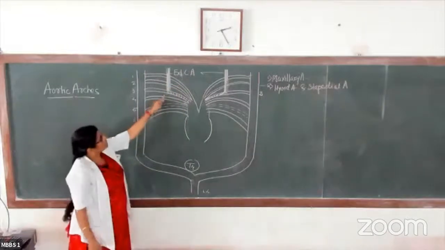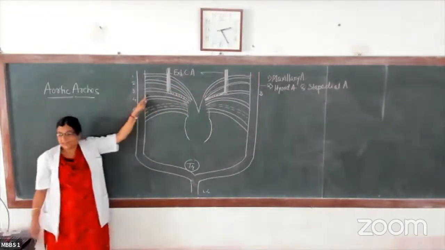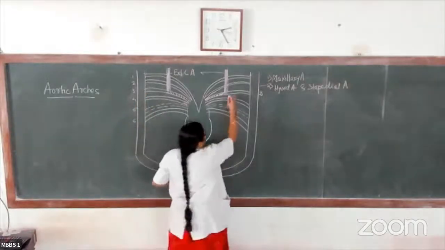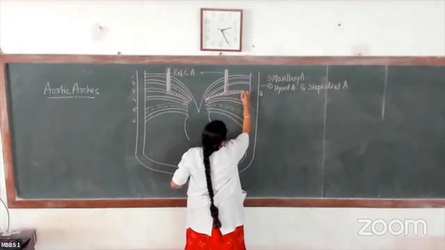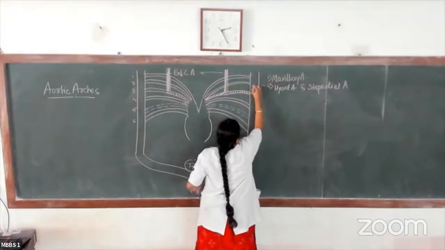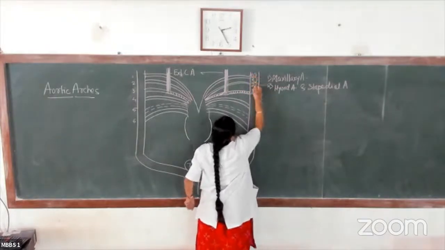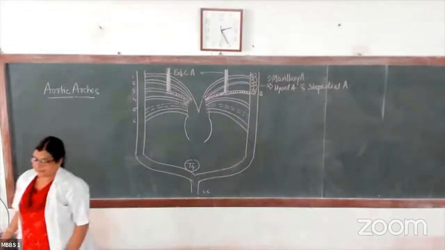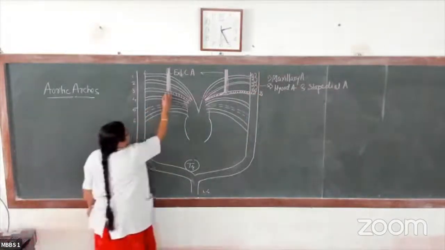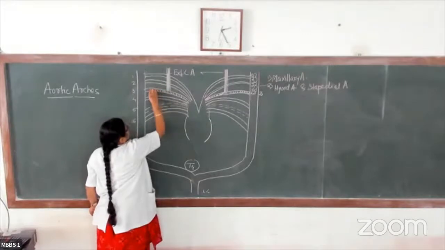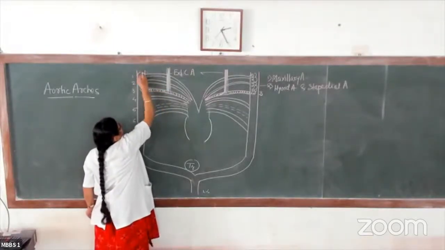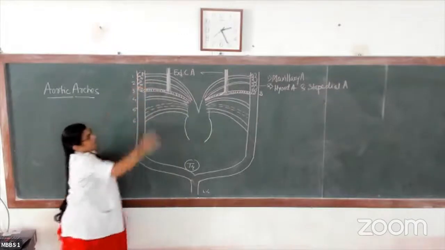Now coming to the next part, which is the remaining part of the third aortic arch. This part, along with the dorsal aorta cranial to this part, will form the internal carotid artery. This part and cranial to this. So this is going to form an internal carotid artery.